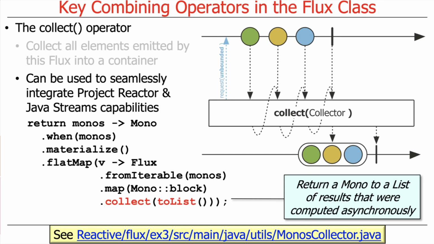Why would we ever do this? Well, there are some interesting use cases here. You can actually use this particular operator to seamlessly integrate Project Reactor and Java Streams mechanisms if you so choose. And we'll see some examples of this later. So we have something called a MonosCollector, where you can give it a list of Monos, which are all doing asynchronous processing in the background. And then you can convert those things into a Java Stream style mechanism using collect.